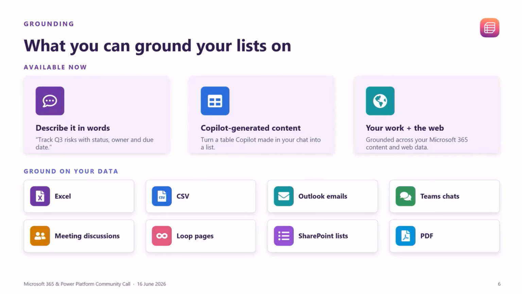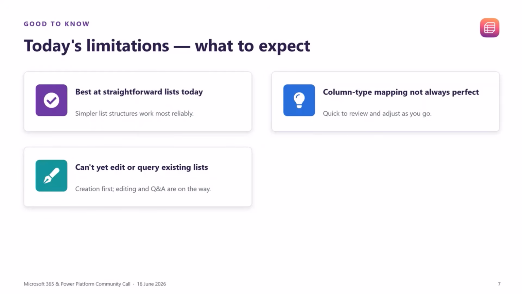Currently, you can ground your data on anything Copilot can access. So, for example, your Outlook emails, your Teams chats, meetings, Excel files, CSVs, etc. We are still working on these sources to allow larger files to be supported on the agent. Today, there is a limitation on the data size that you can extract, but we are currently working on improving that as we speak. And that brings me to what are the other limitations today.